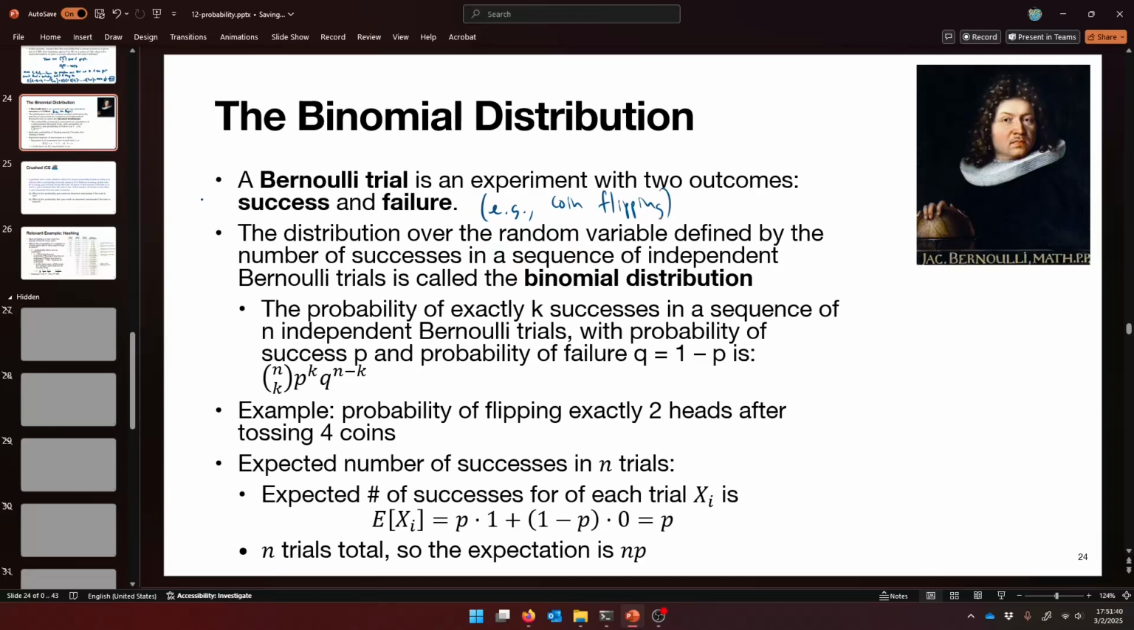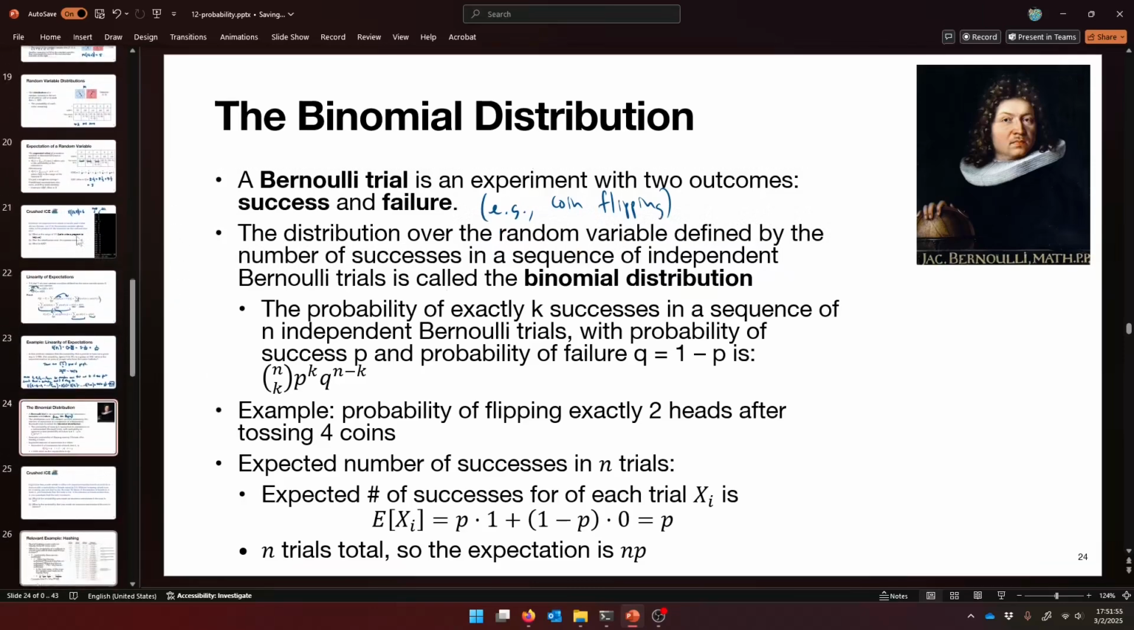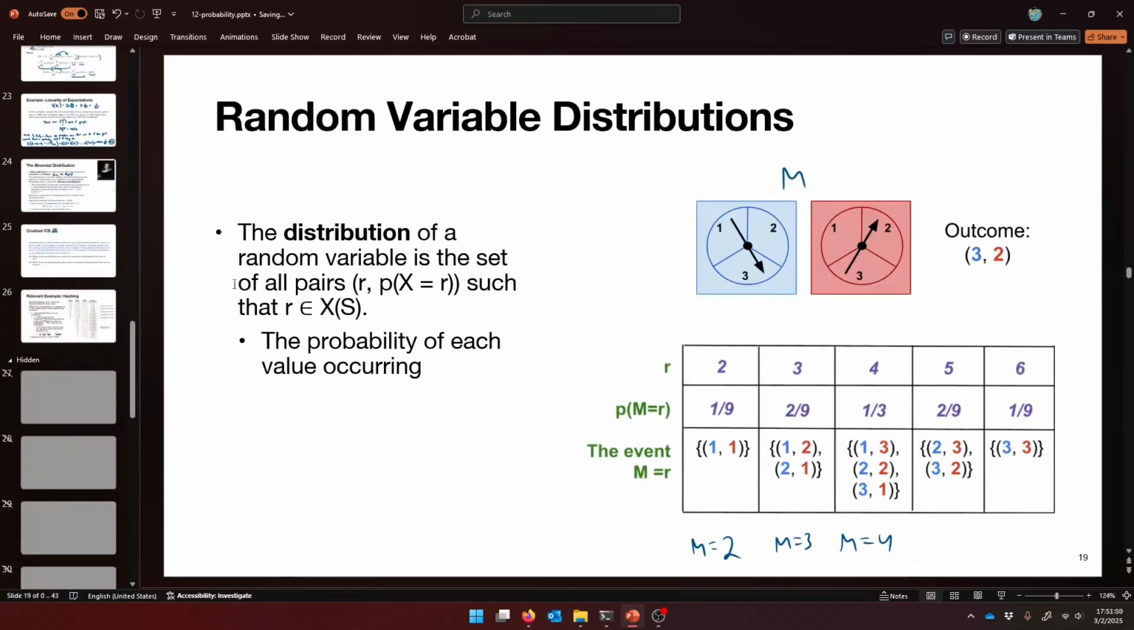So the distribution over a random variable that you define as the number of successes, there's a lot involved now. The distribution over the random variable defined by the number of successes. It's not even a probability distribution, it's a random variable distribution. That's what I should have said. This is the slide I should have gone to, sorry.